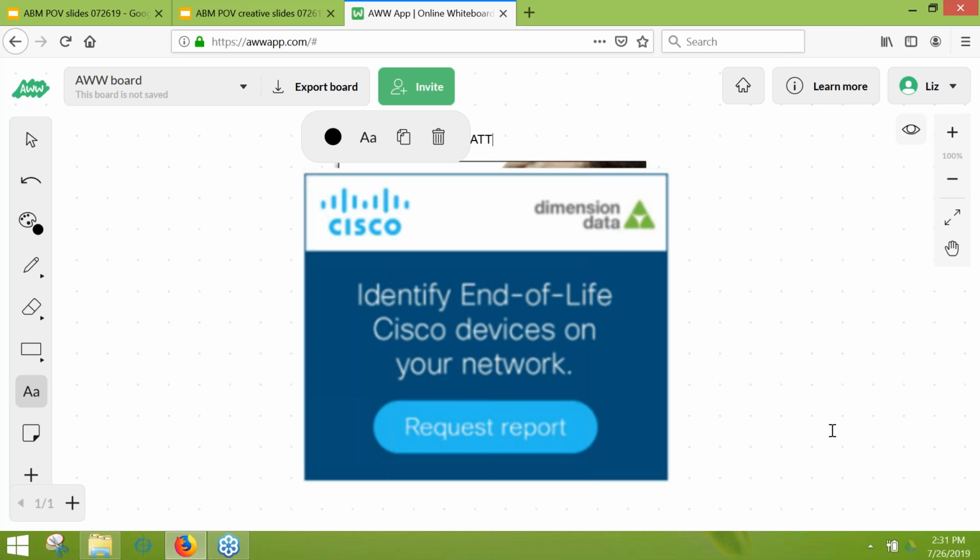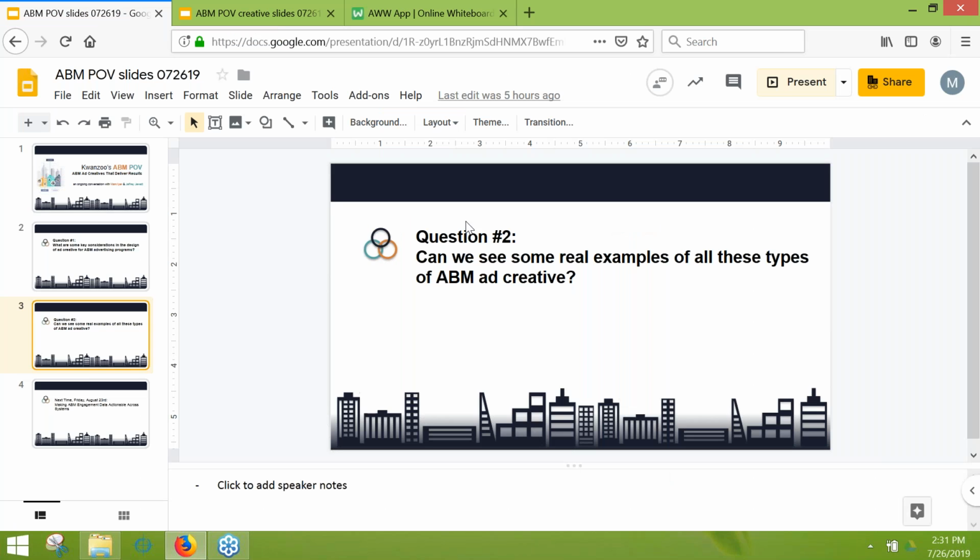Yeah, no, I agree. I think this definitely hits all three elements. I do see the personalization, and the validation is really clear with the co-branding and the call to action, that you're going to get a report that's going to help you evaluate the end of life devices on your network. That all feels very much in line with what we're talking about. Right. So let me put up our next question, Jeff.